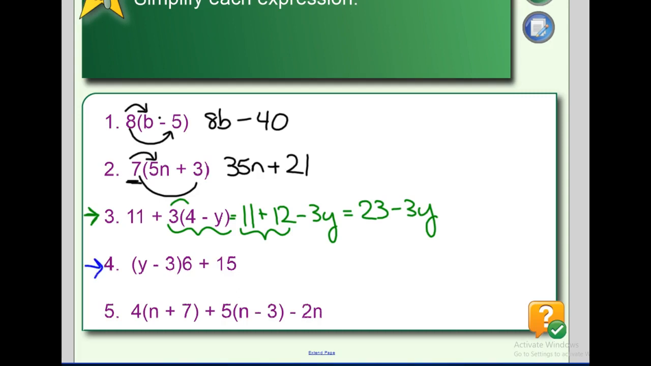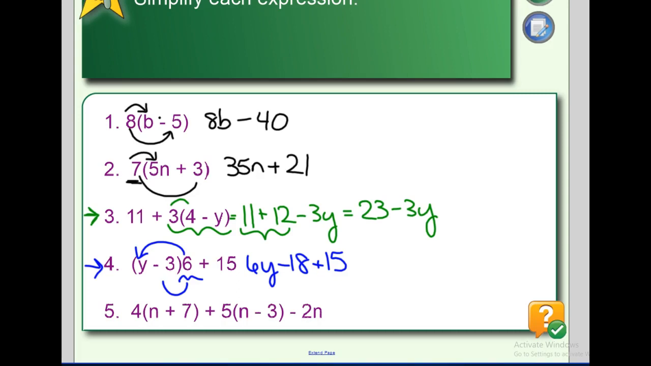So if we copy down number 4 in our notes, they're trying to be slick. They put the 6 behind. Okay, so 6 times y is 6y. And 6 times negative 3 is negative 18. And we still got this plus 15 here on the end. Have we simplified completely? Nice call.